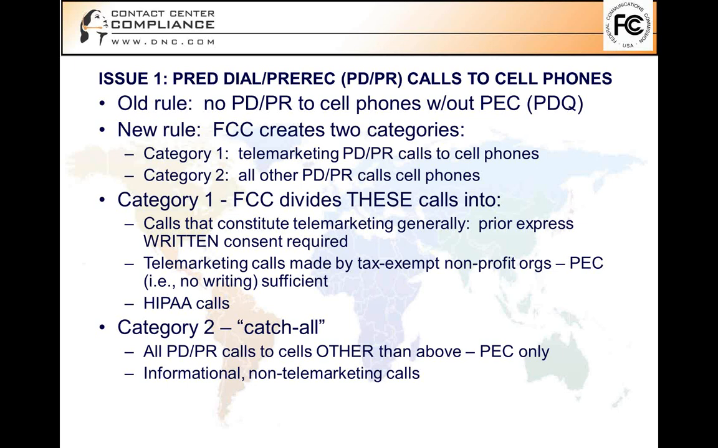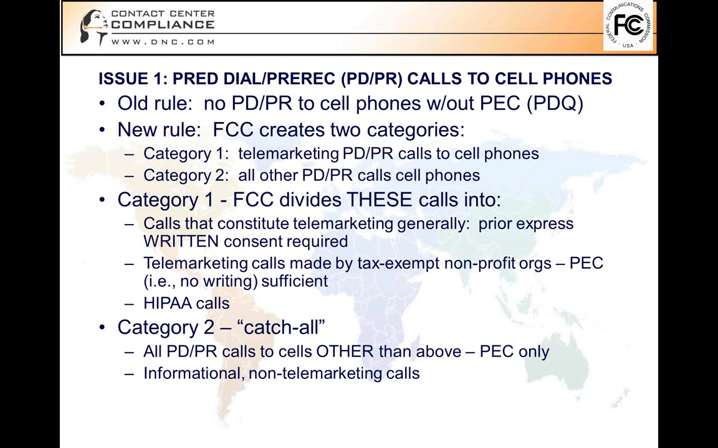The big surprise is that because of the structural way that the FCC has been tasked with regulating this environment, they felt at least that their hands were tied, and they had to take the same prior express written consent that's required in the context of pre-recorded calls and apply it in the context of predictive dialer calls to cell phones.